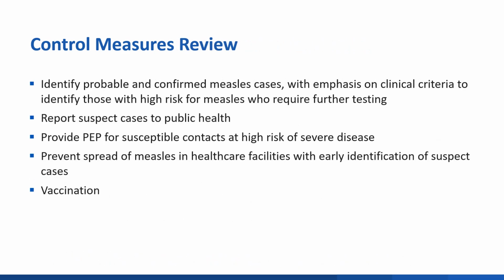So just to review, in collaboration, clinicians, public health authorities, and community partners can exercise control measures to prevent the spread of measles. First, identify probable and confirmed measles cases with an emphasis on the clinical criteria to identify those with high risk for measles who require further testing. Next, clinicians should report suspect cases to public health to get them involved early and coordinate testing. Next, provide PEP for susceptible contacts at high risk of severe disease to prevent morbidity of measles. Next, clinicians and public health departments can prevent the spread of measles at healthcare facilities with early identification of suspect cases. And lastly, vaccination should be pursued to prevent community spread of outbreaks.